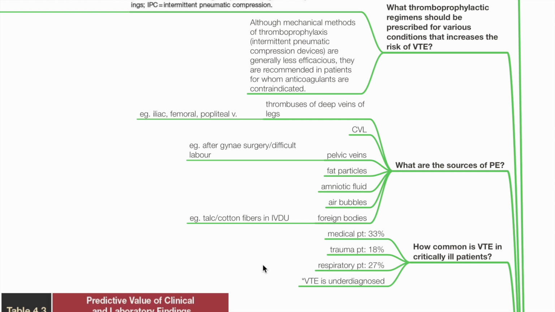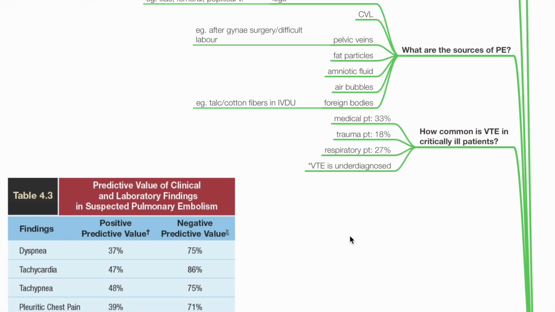How common is VTE in critically ill patients? VTE is underdiagnosed. Literature has reported 33% in medical patients, 18% in trauma patients, and 27% in respiratory patients.